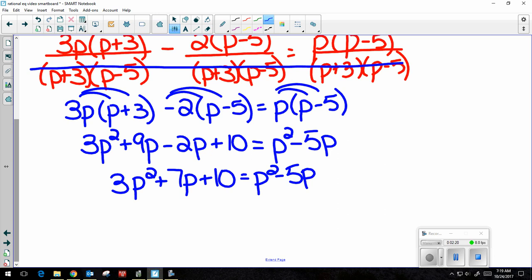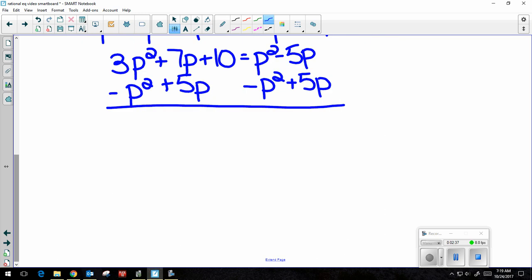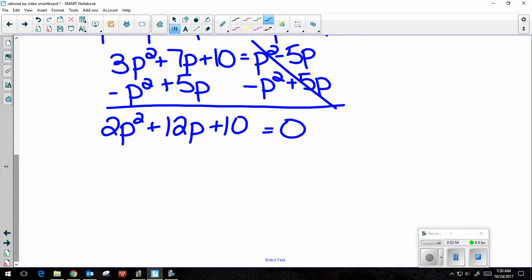So in order to solve a quadratic, I'm going to set it equal to 0. So I'm going to move everything over to the left side. So I'm going to subtract p squared on both sides. And in the same step, I'm going to add 5p to both sides. So when I do this, the right side is going to cancel and give me 0. On the left side, 3p squared minus p squared gives me 2p squared, plus 7p plus 5p gives me 12p, and then I'm going to bring down my plus 10.